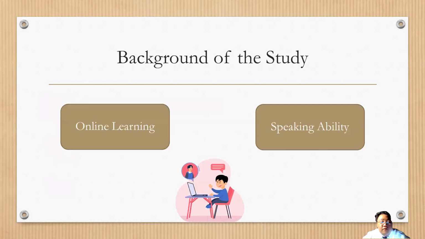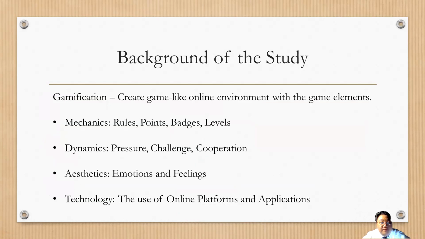So to solve the problem of online learning and the development of speaking ability, the approach of gamification was chosen as a tool to assist. Gamification is an approach to create a game-like environment with the game elements in the classroom. These elements include the game mechanics, the game dynamics, the game aesthetics, and the technology.